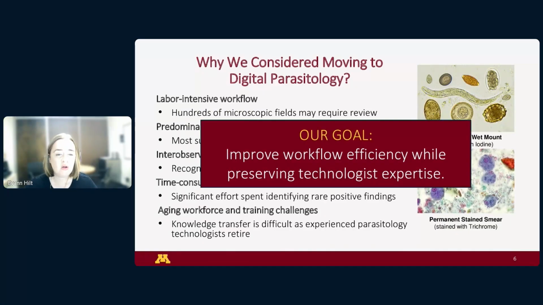So our goal overall was to improve our workflow efficiency while trying to preserve that technologist expertise itself. With the labor-intensive work of hunching over a microscope for hours in a day, can we improve that and still maintain the expertise that we have?